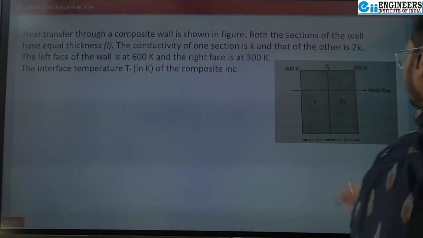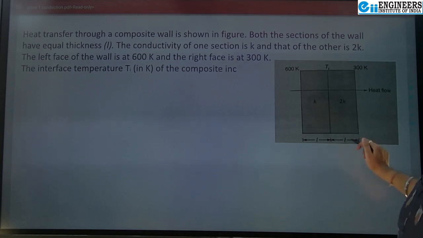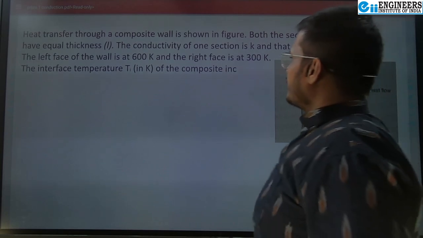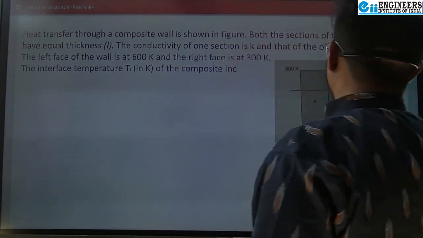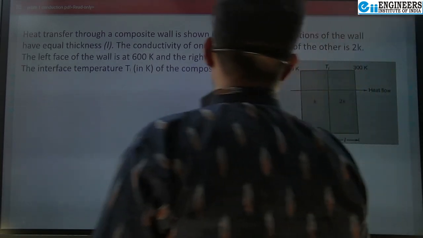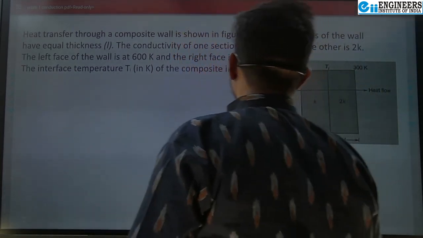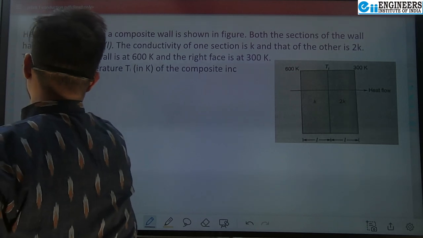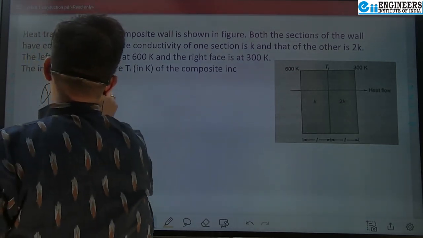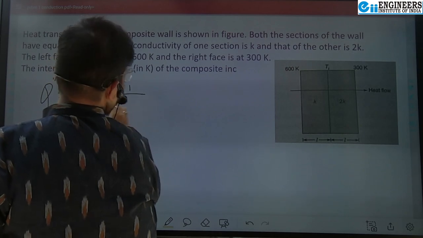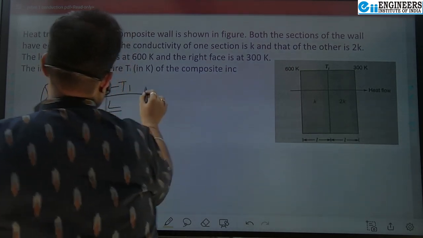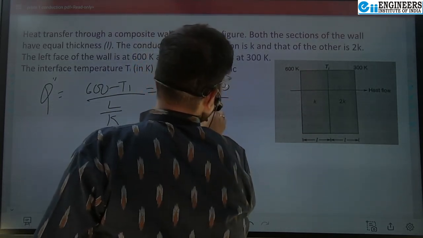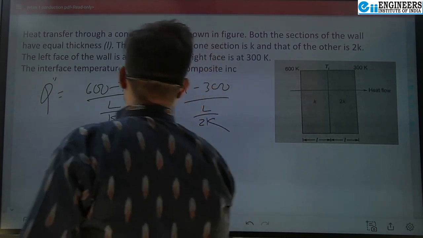It states that a slab is there, with thermal conductivity K and 2K, both thicknesses are the same, which is L and L, with temperatures 600 and 300. The interface temperature, it is asking what will be Ti. So what will be Ti? We have just solved a problem like this before. It is another category of that. The heat flux is equal to (600 minus Ti) by L by K. This is equal to (Ti minus 300) by L by 2K.